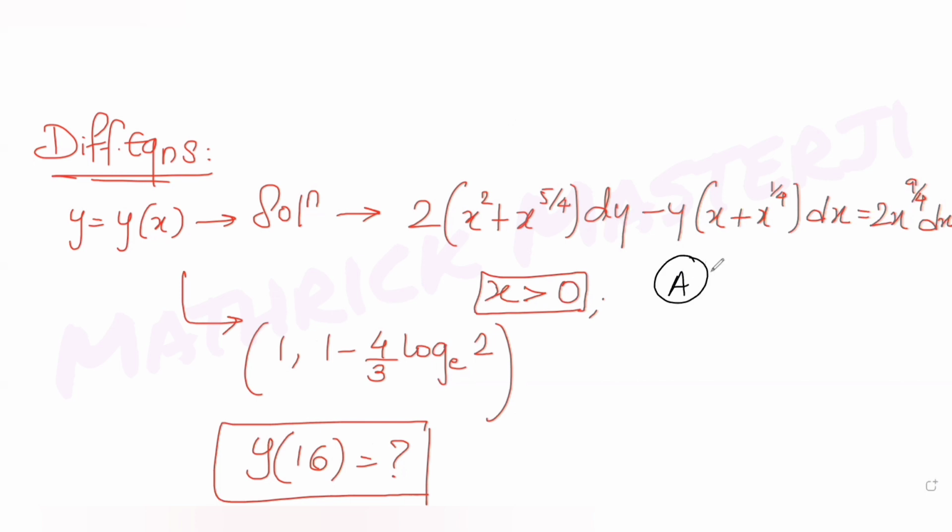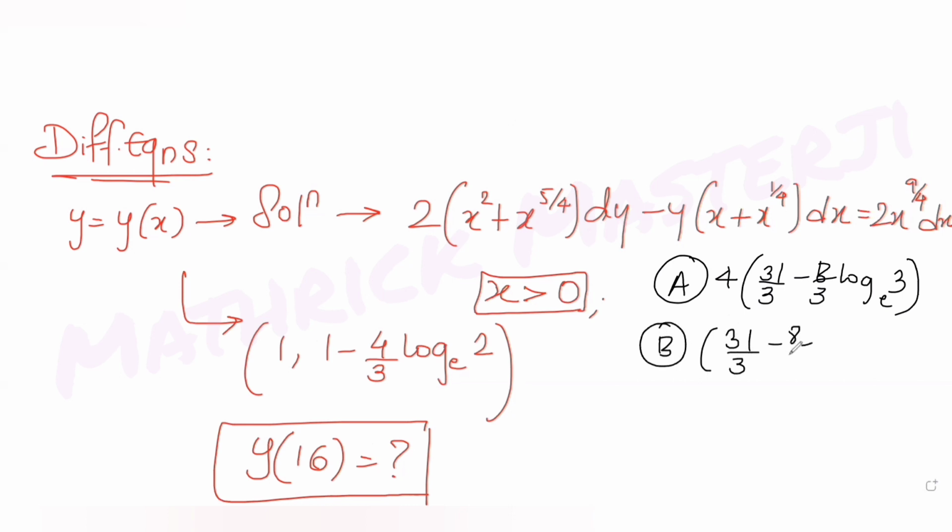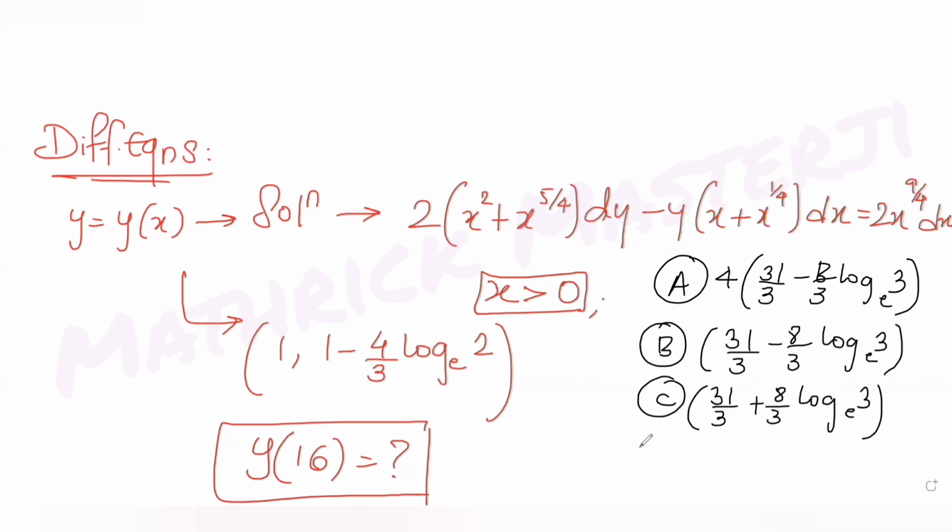If I see the answer choices present here, the first says 31/3 − (8/3) log 3 to the base e. Second, it says 31/3 − (8/3) log 3 to the base e. Third option, 31/3 + (8/3) log 3 to the base e. And the last option given to us here is 4 times 31/3 + (8/3) log 3 to the base e. So we have to find out which one of the answers is the correct answer choice for the question given to us.